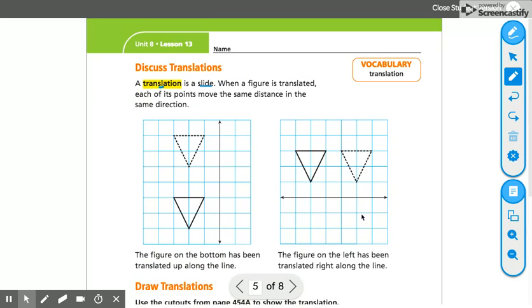So today we talked about rotation, where we turn items or objects. We talked about reflection, when we flip objects over a line. And we talked about translation, when objects slide or a figure slides over a line.